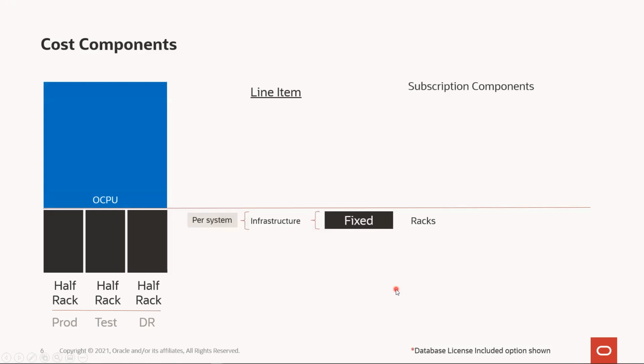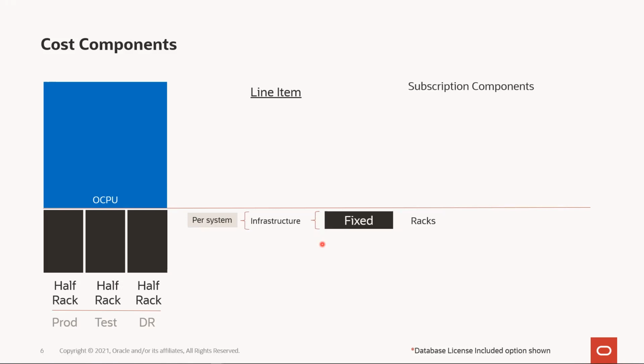From a cost perspective, let's just take an example of that half rack again. In a normal situation, a customer purchases two or more racks for prod, test, dev test, and DR. So in this case, I've put three half racks. The infrastructure is one of the cost line items, and that's fixed.